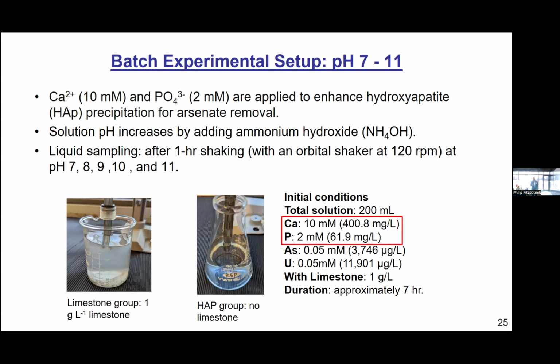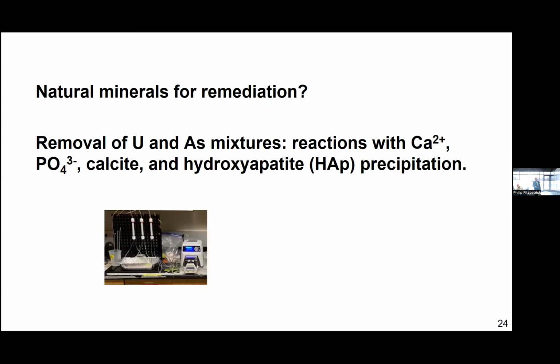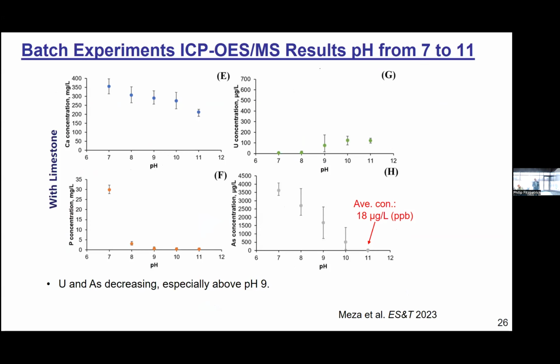And then the duration of the experiment is 7 hours, but Han left 1 hour for each pH, okay? What is very interesting about this experiment is that we saw that especially when you reach pH 9, you can see that both, again, let's look at these panels. What I have here in the top is calcium and uranium, phosphorus and arsenic. So on your left, you have in the top uranium and in the bottom you have arsenic.